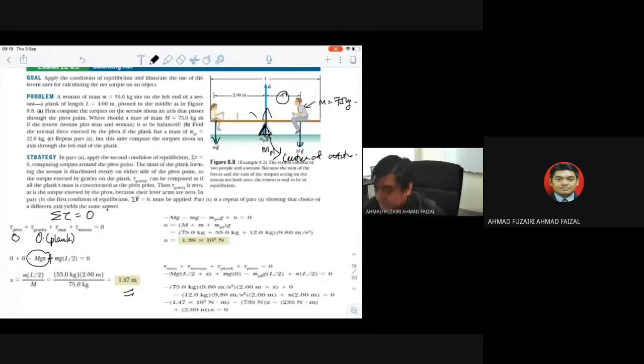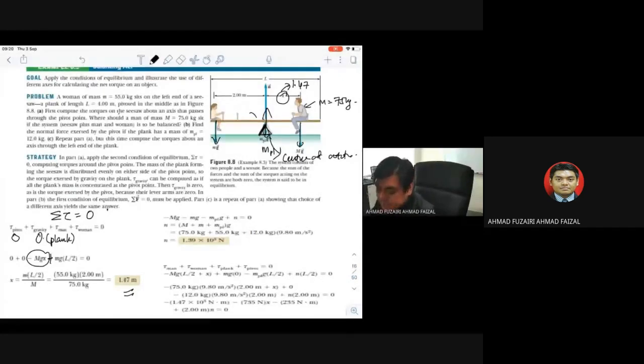M yang asal tadi ialah M apa? M untuk perempuan tu lah. L itu ialah 2. 55 kali dengan 2 bahagi dengan 75. Okay, so 75 tu ialah mass of the man. So the man should sit 1.47 meters. Maksudnya bukan 2 meter tapi 1.47. Maksudnya X ni sepatutnya 1.47. Slightly dekat sikit berbanding perempuan.